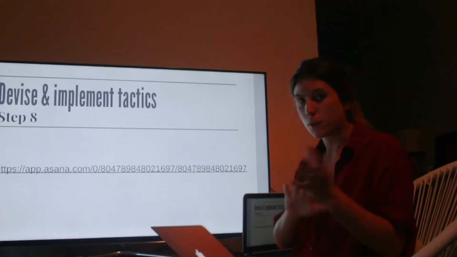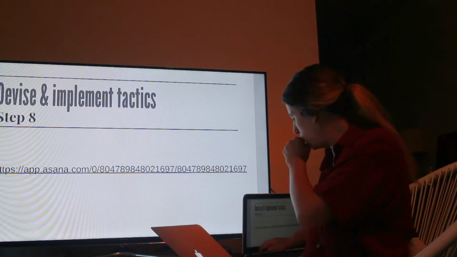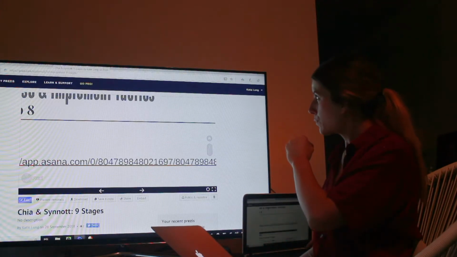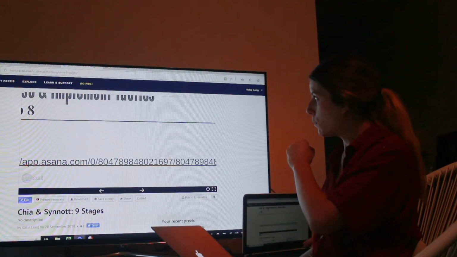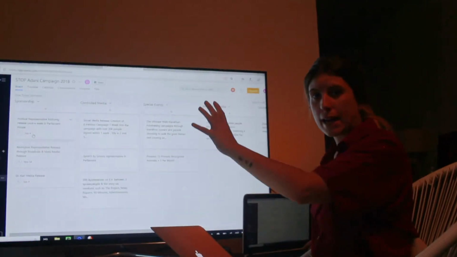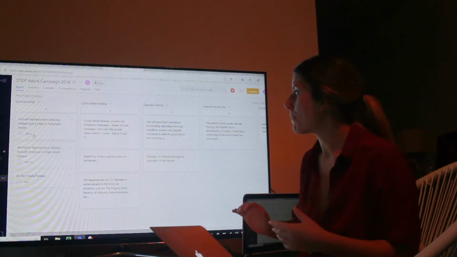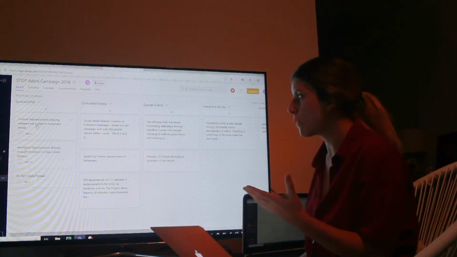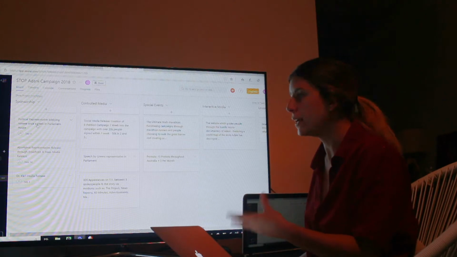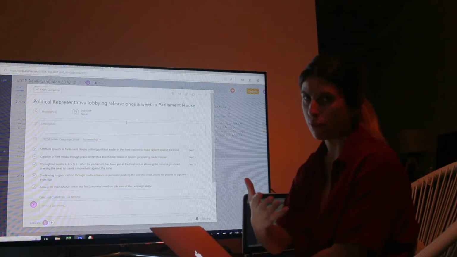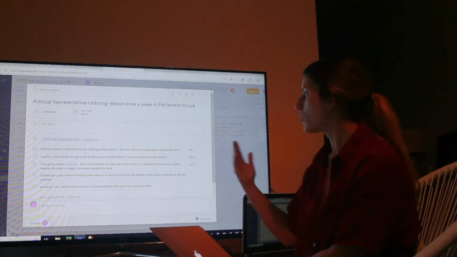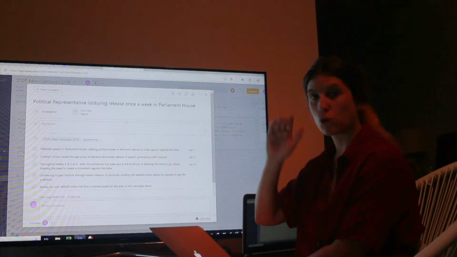So moving on from here, we're going to devise our tactics through the Asana app, which I have here. You've got the layout here, which I tried to do, but it didn't allow me to, so I'm just going to talk you through it. The political representative will speak once a week in Parliament House, as an activist within Parliament House. The ultimate speech will be the first speech, which will generate free media through press conferences and media releases.